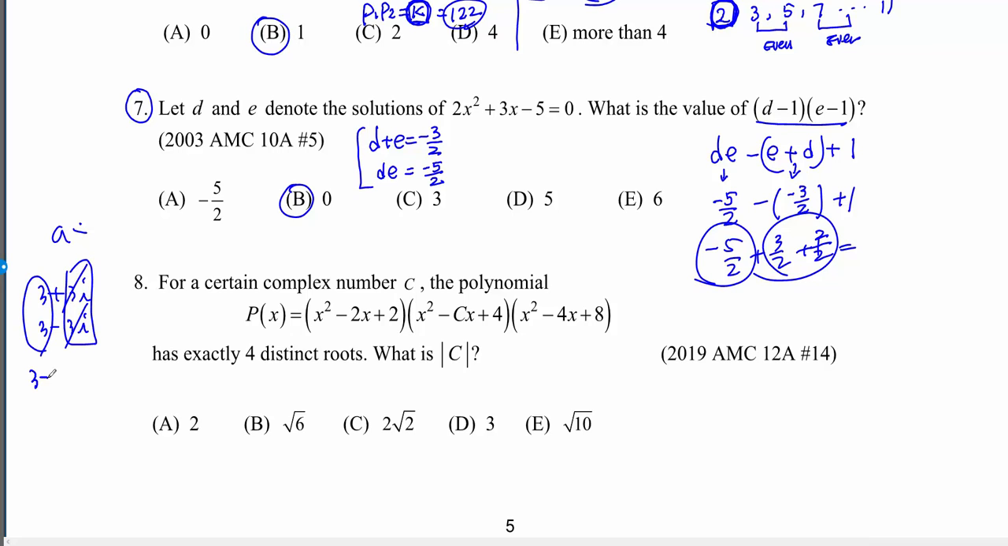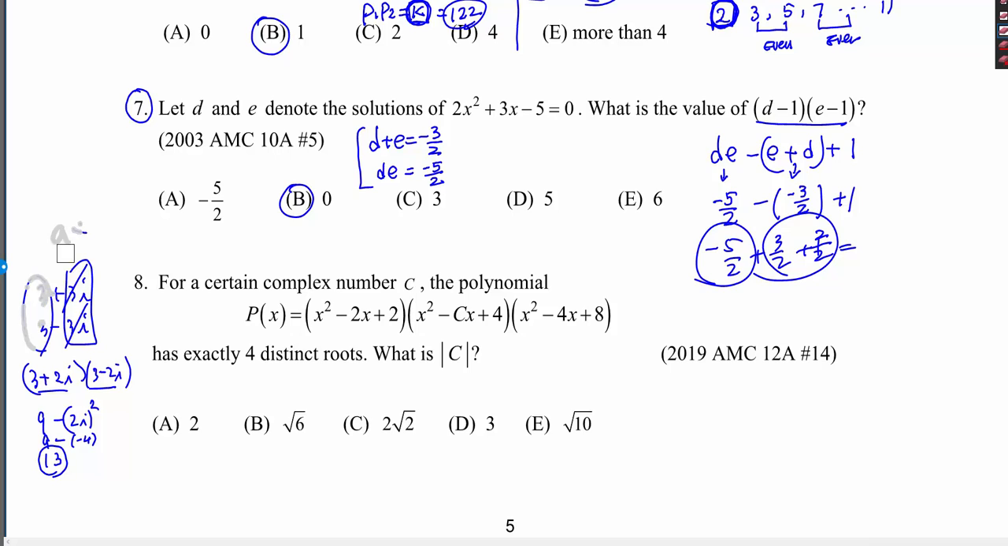For the product, I'm going to use a different number: 3 plus 2i and 3 minus 2i. When you multiply, 3 squared is 9, and (2i) squared is negative 4. So 9 minus negative 4 is 13. This is a real number, but the roots can be imaginary.